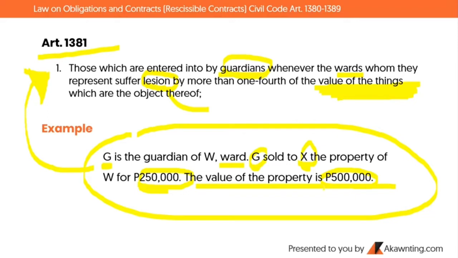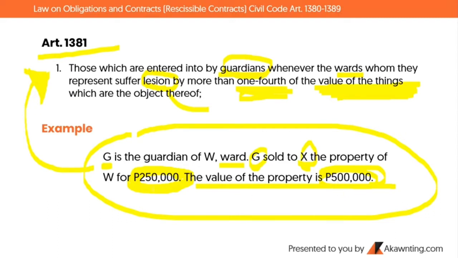So, in this case, the price of the property, which is 250,000. Pag titignan natin, clearly, the price of the contract of sale is inadequate compared to the value of the property na binenta. So therefore, the ward suffered lesion in this case. So pero merong binanggit si Article 1381, very specific siya. Dapat more than 1/4 ang naging lesion. So kung makapansin nyo, ilan ba ang naging lesion? Actually, 1/2 pa nga eh. So more than 1/4 na yon, di ba?